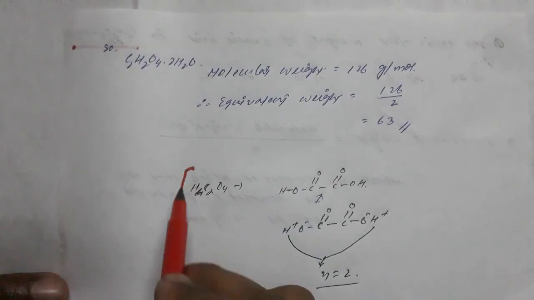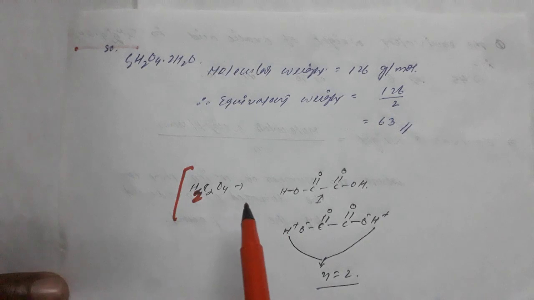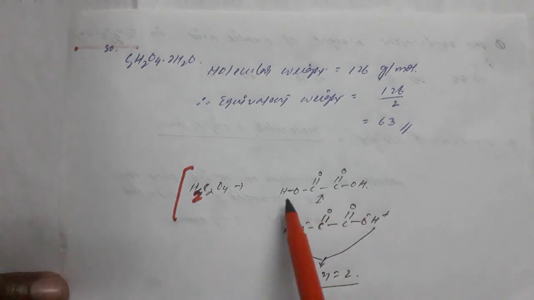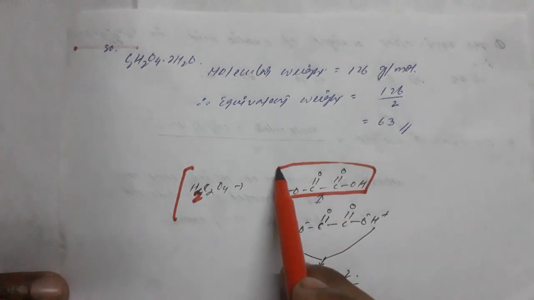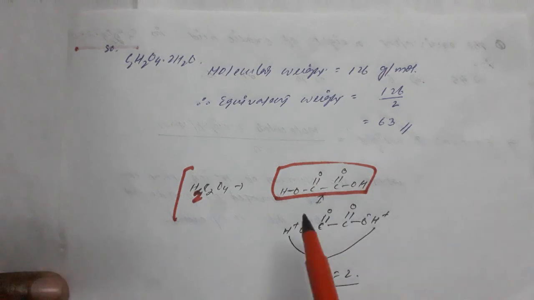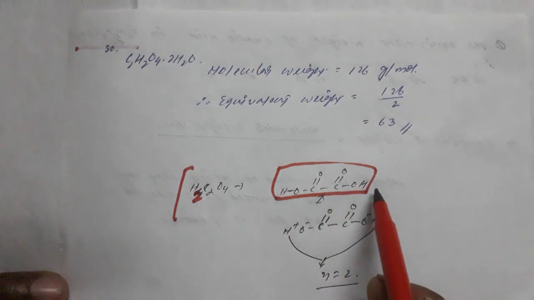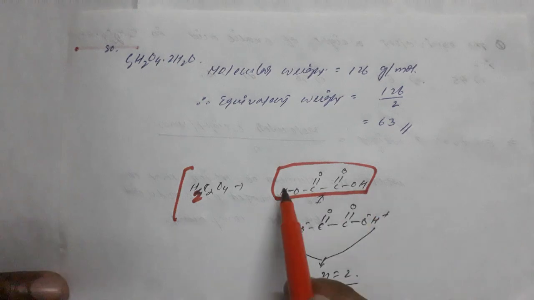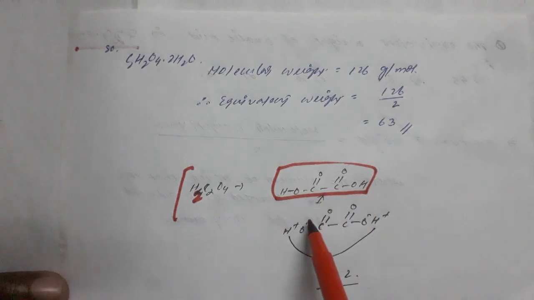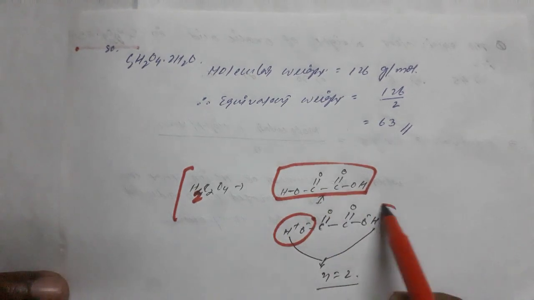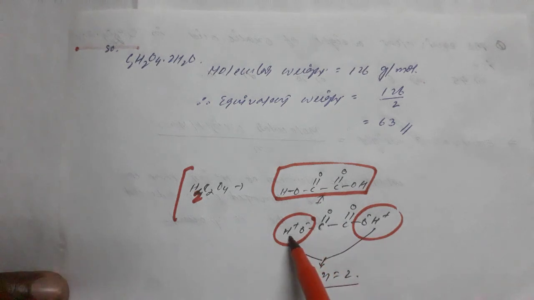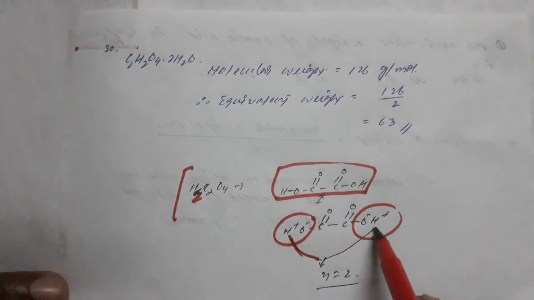Look at it. If you look at the structure C2H2O4, this is our structure of oxalic acid. Now look at this OH. The bond can be broken, isn't it? They are polar bonds. So it can be written like this: O negative H positive, here also O negative H positive. So from here we can get one H positive, and here one H positive.